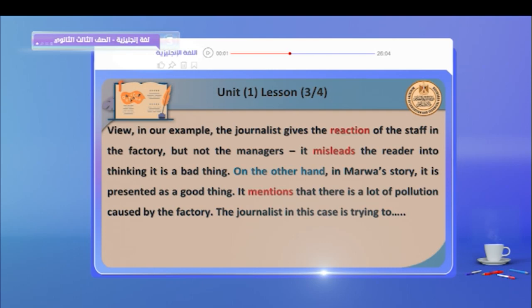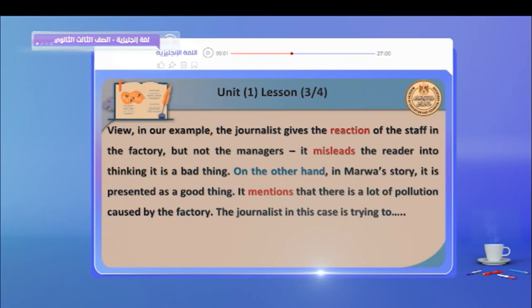On the other hand, and of course we need to focus on the word misleads before we move on. Misleads means I'm not putting you on the correct track. I'm confusing you, or trying not to put you on the right path. So it misleads the reader, meaning it doesn't give them the correct information. They get lost or drift away from the right opinion.